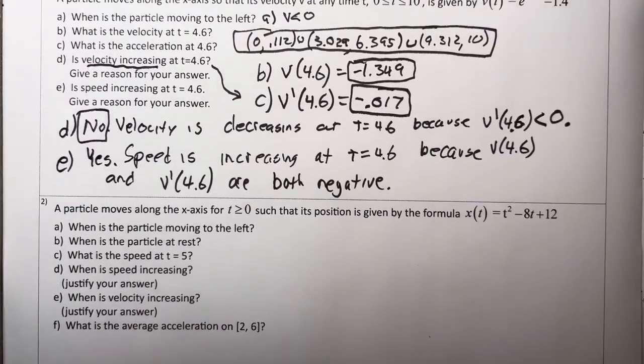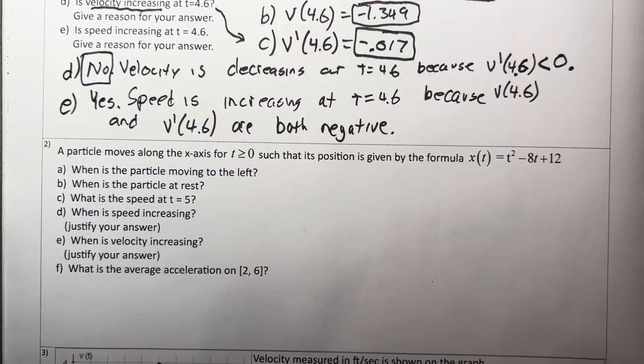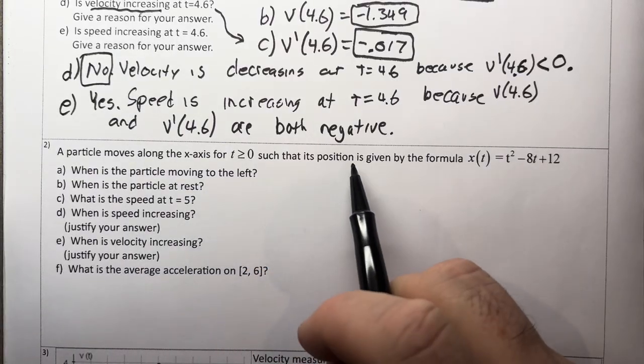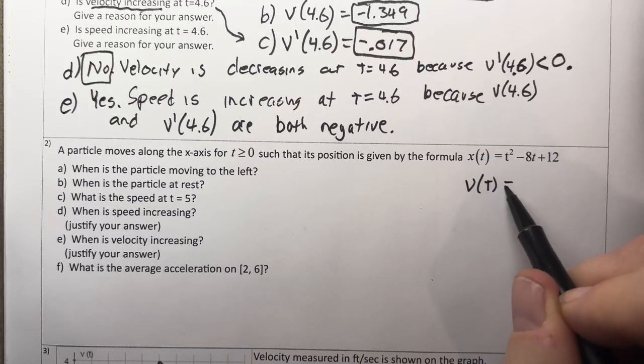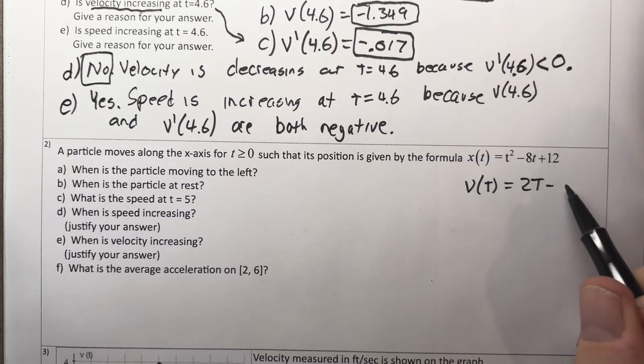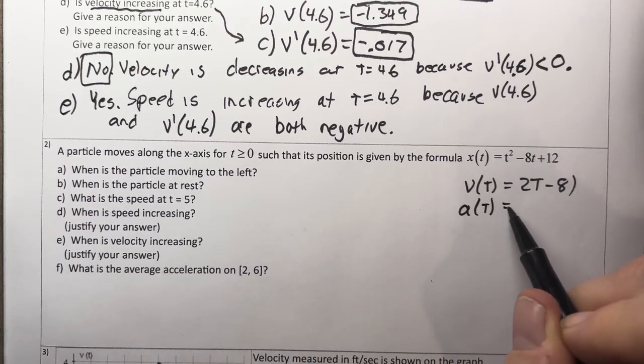All right, so that was a good calculator practice. This one's without a calculator. A particle moves along the x-axis. Here's a position function. Let's just right away figure out what velocity is and acceleration. I'm sure we'll need those, but who knows?